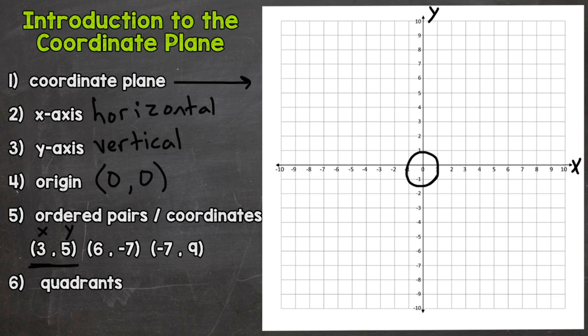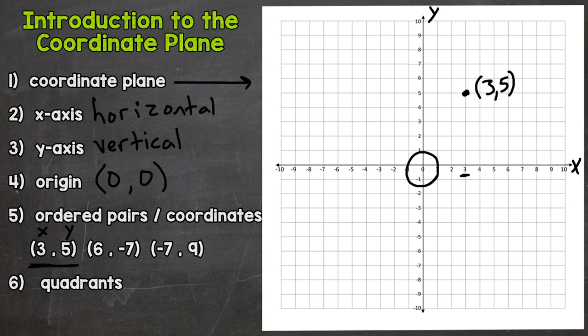So let's plot 3, 5. We start at the origin in the center of our coordinate plane and we go over 3 on the x-axis. Now that's a positive 3, so I'm going to underline that there. So we go over 3 and then up to positive 5. Now where those intersect, we plot a point. And I'm going to label that point so we know exactly where we plotted that point.